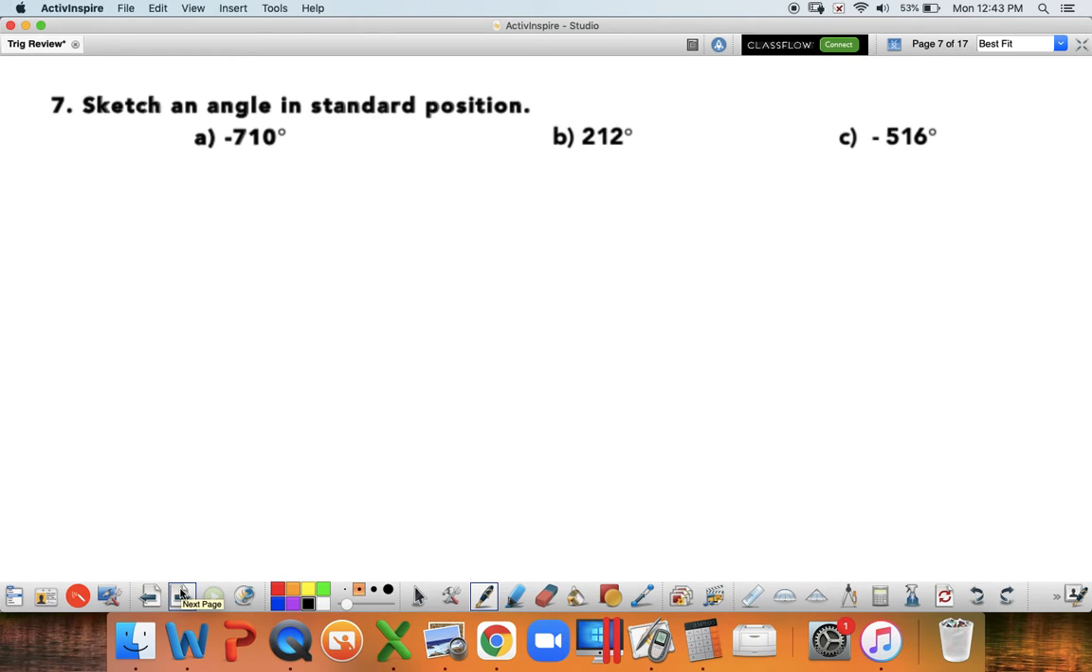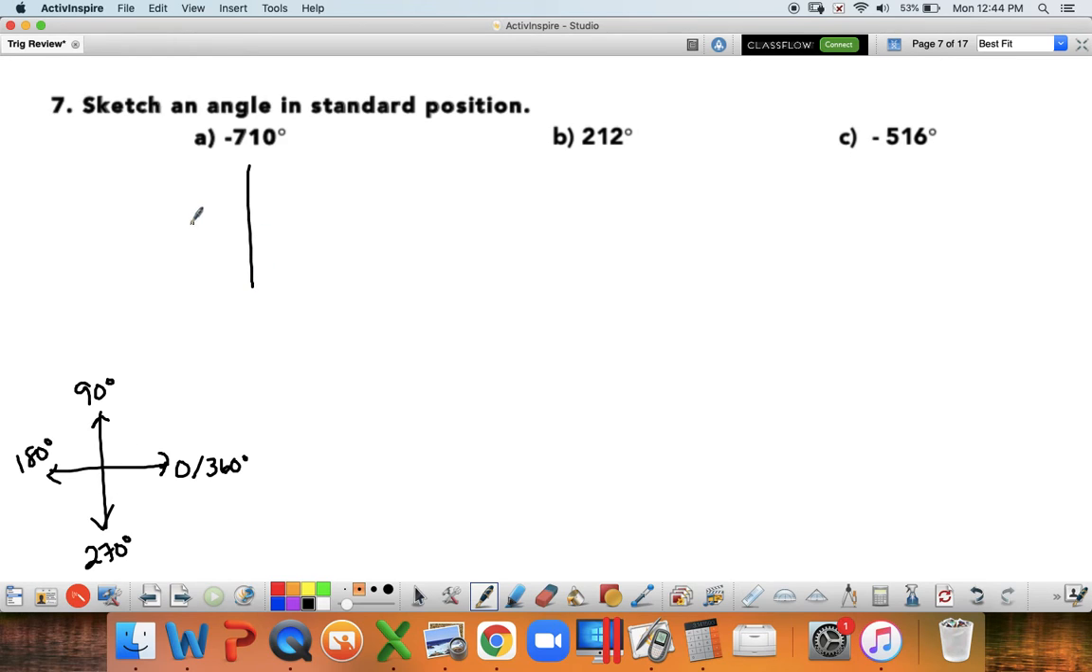Sketch the angle in standard position. Okay, let's remind ourselves about our angles here. We've got 0, and then when I go around our unit circle, or around the coordinate plane, I'm going to go in counterclockwise order. So up here is 90, over here is 180, then 270, then we're back up to 360, right? And I'm going to keep circling around counterclockwise. Now, if my angle measure is negative, that means I'm going to be going clockwise.